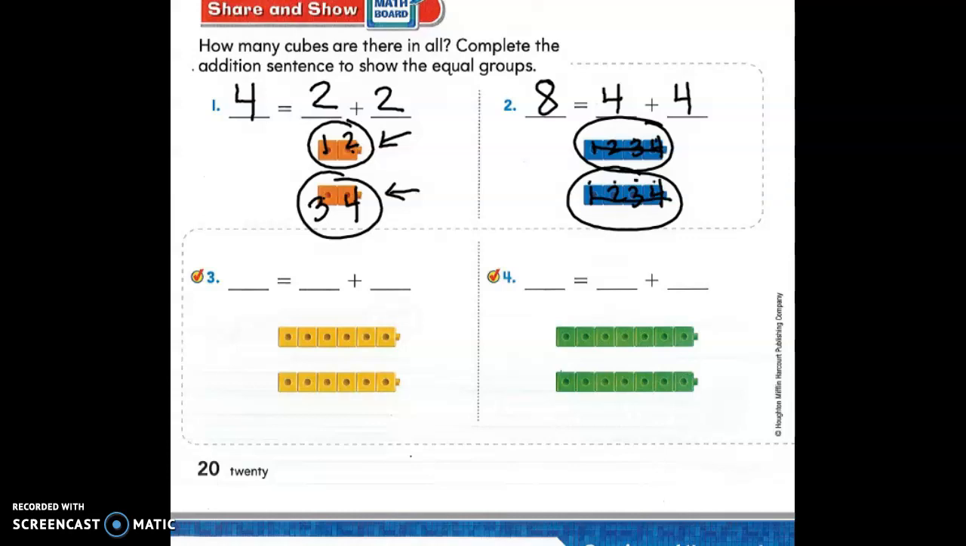So that's two different ways you can do it. You can count the total number of cubes right away and split it into the two doubles, or you can count each group and then find your final answer. So I'm going to count these cubes.